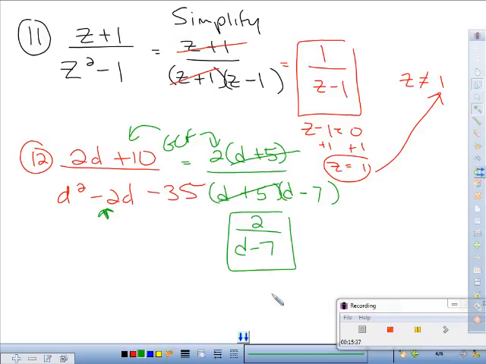Simplified answer. And now we need the exclusions. Landy, what would be the exclusion for this one? D cannot equal what? We're looking right here. Right, because 7 minus 7 is what? And we can't have a 0 down here, so it can't be a 7.